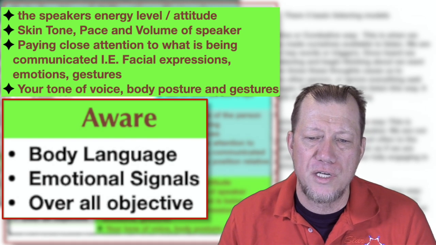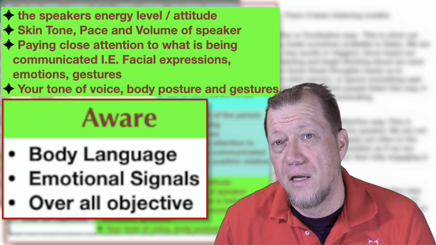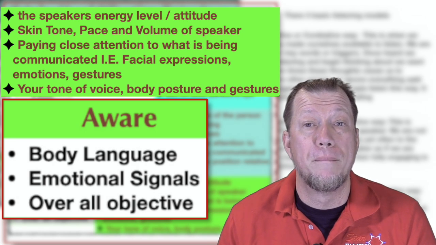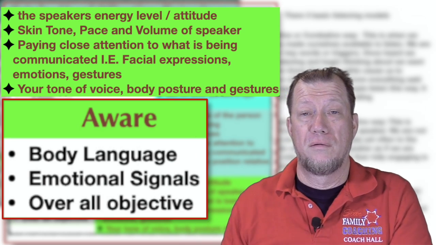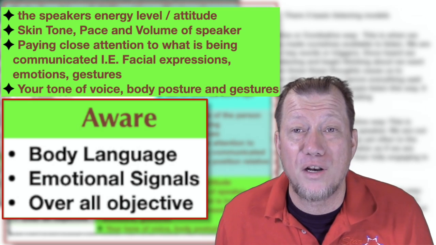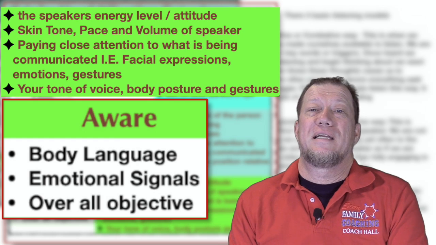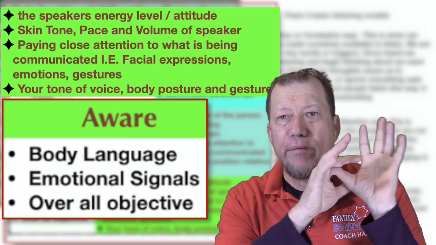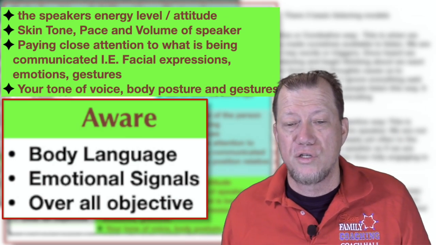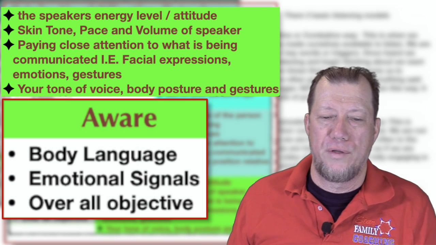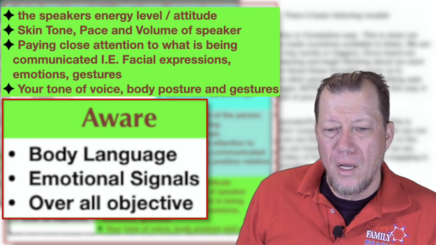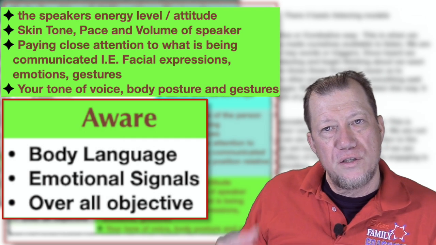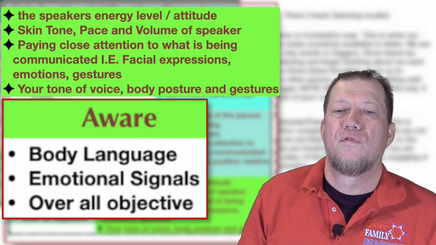We want to be paying close attention to what is being communicated through our facial expressions, okay? Our emotions and our gestures, okay? That's probably not going to go over so well if somebody is upset and trying to express something deep and you're goofing off and making funny gestures. So we want to pay attention to all of these sorts of things. Your tone of voice and your body posture and gestures. These are all critical. These are the triple A's, or the 3 A's, of effective listening.